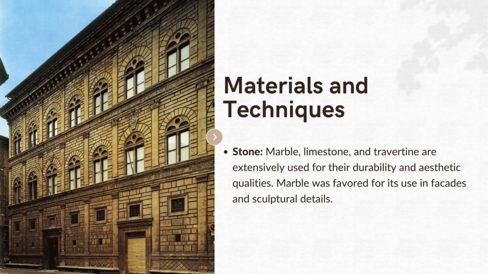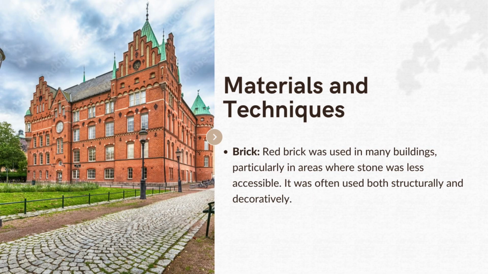The sixth one is the materials and techniques. Stone, brick, stucco and wood were the materials used in the Renaissance period. Marble, limestone and travertine are extensively used for their durability and aesthetic quality. Marble was favored for use in facades and sculptural details. Brick was used in many buildings, particularly in areas where stone was less accessible. It was often used both structurally and decoratively.